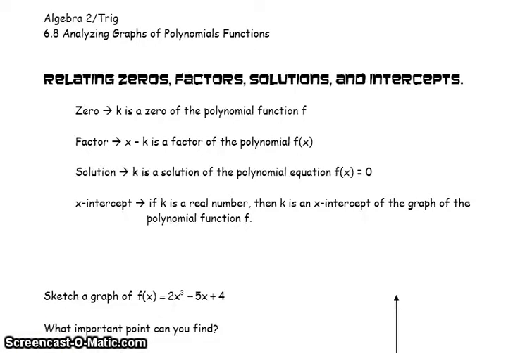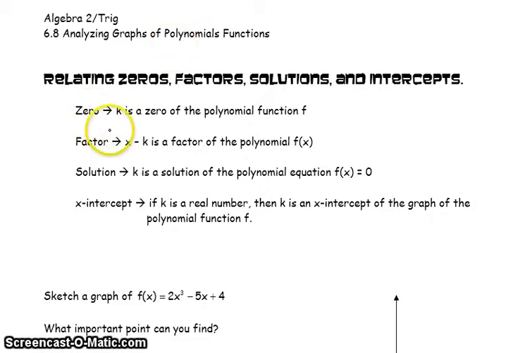Alrighty, so today we're going to be talking about section 6.8, analyzing graphs of polynomial functions. To start off, we'll be relating zeros, factors, solutions, and intercepts. We did a little bit of this yesterday, but we are going to continue this because it'll help us as we sketch our graphs and as we analyze our graphs of our polynomial functions.